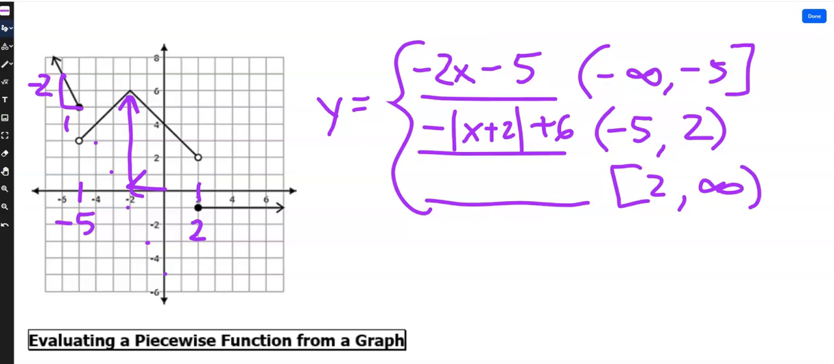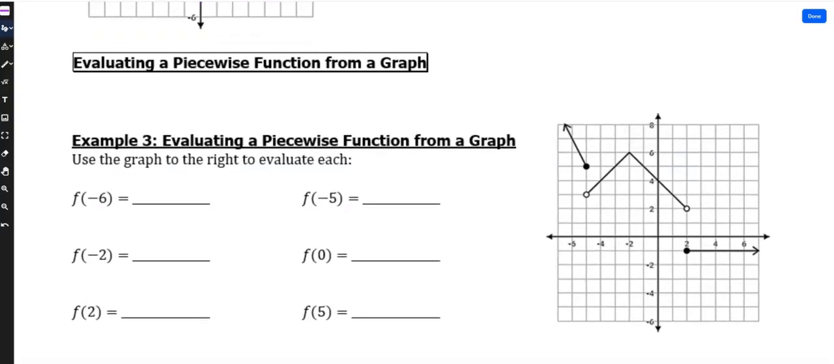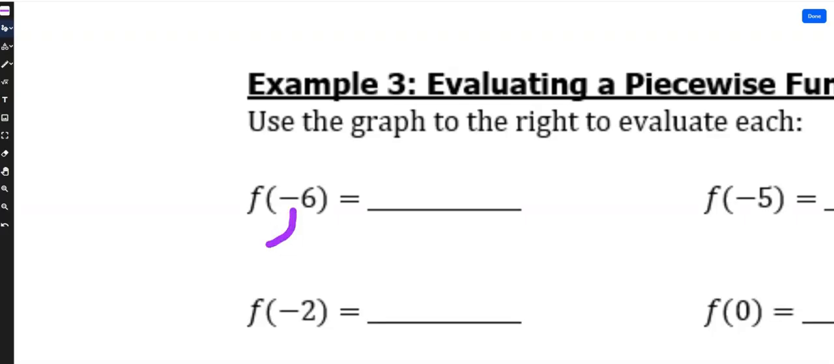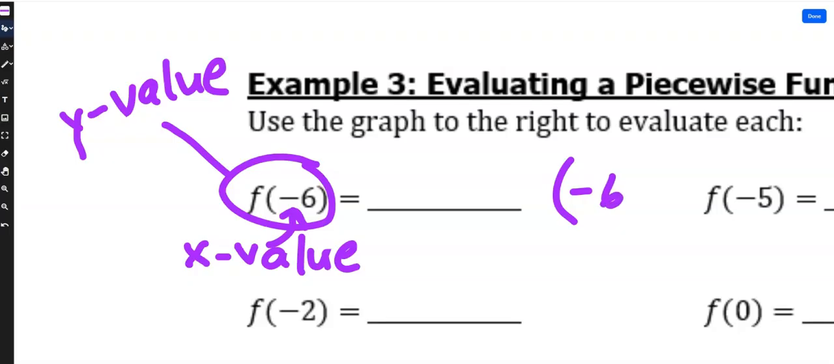Okay, and then let's see here. The last one here is just y equals negative 1, just a nice constant slope line. Okay, last part of these notes, you need to be able to find the value. So we have an x value on the inside, but they're asking me for a y value. So they want the y value when the x value is negative 6.